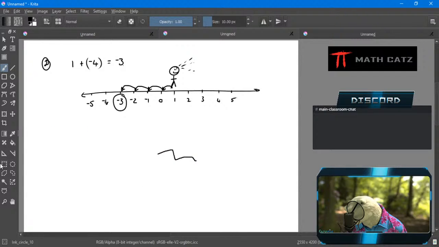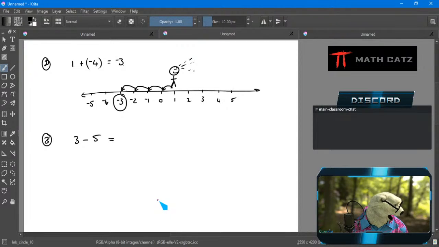All right, seems to be back. Let's move on to number 3. Number 3 is 3 minus 5. Now, let me emphasize here, because maybe I wasn't completely clear. We have to show, demonstrate, use this number line model when it says use the number line model.